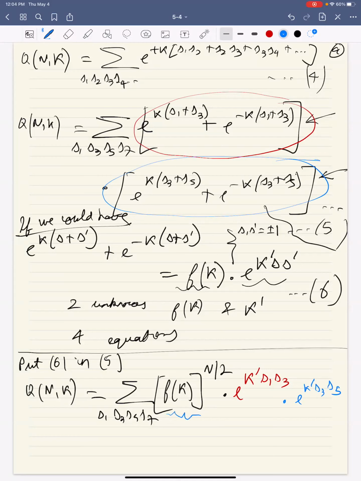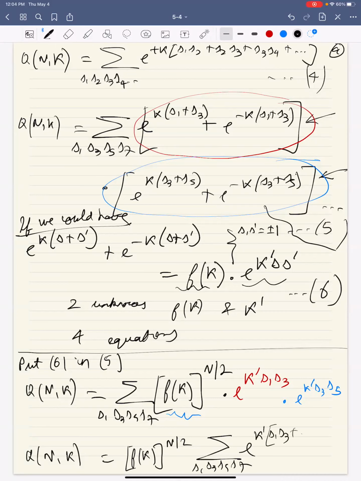Does f of k to the power n by 2 depend on the value of spins? It's just a number, right? There is no spin there. It depends on k, but it does not depend on spin. So suddenly we have a very beautiful structure that has emerged. Q of N, k is equal to f of k to the power n by 2 times the summation over S1, S3, S5, S7 of e to the power k prime times (S1 S3 plus S3 S5 plus S5 S7 plus dot, dot, dot). Let's call it equation 7.